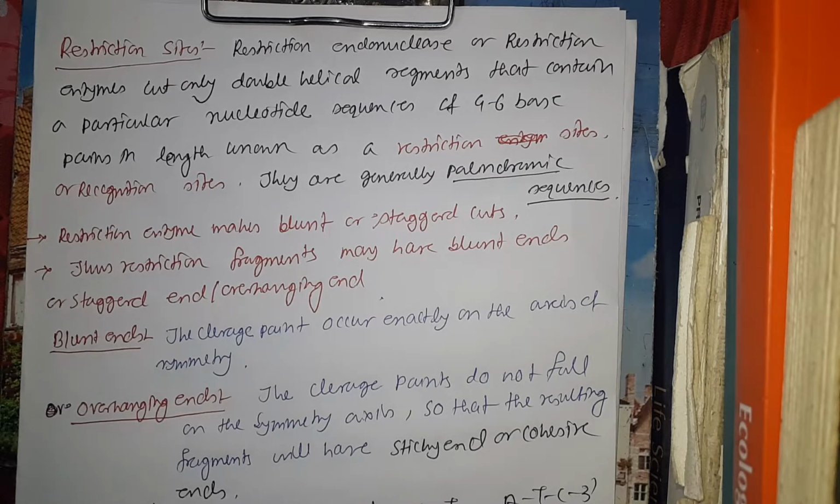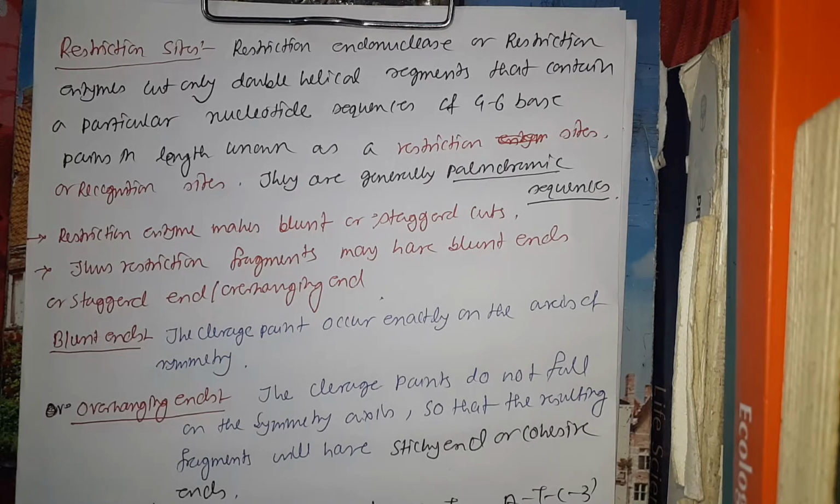In that video I told you that restriction endonucleases are very specific in their action. They only cut a double stranded segment that has a specific nucleotide sequence of near about 4 to 6 base pairs in length, and we call these specific sequences a restriction site or recognition site. So in today's video, and I hope two more videos, we are going to talk about these specific nucleotide sequences called restriction site or recognition site.